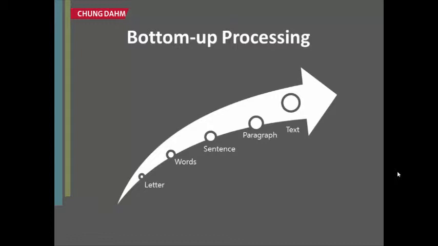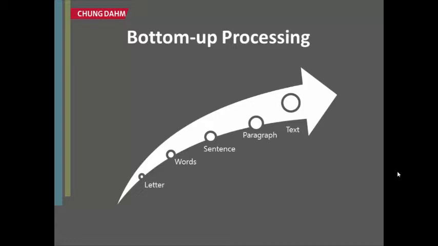Now, if you look at the visual, we can see there's an arrow going up from letter to word to sentence to paragraph, and lastly to text. In this way, a bottom-up view of the reading process argues that learners, when they come to a new word or they come to a new text, they literally add the letters and the sounds up piece by piece until they get a word.